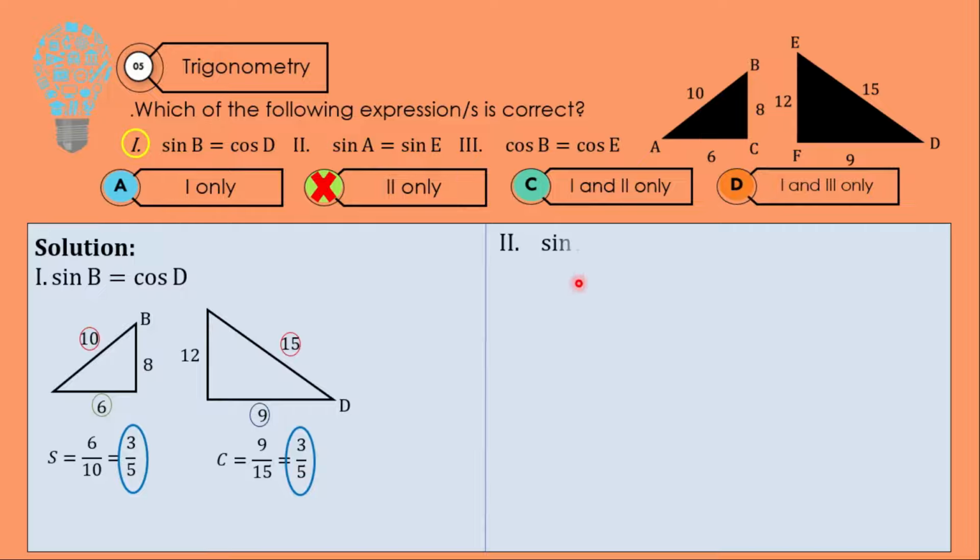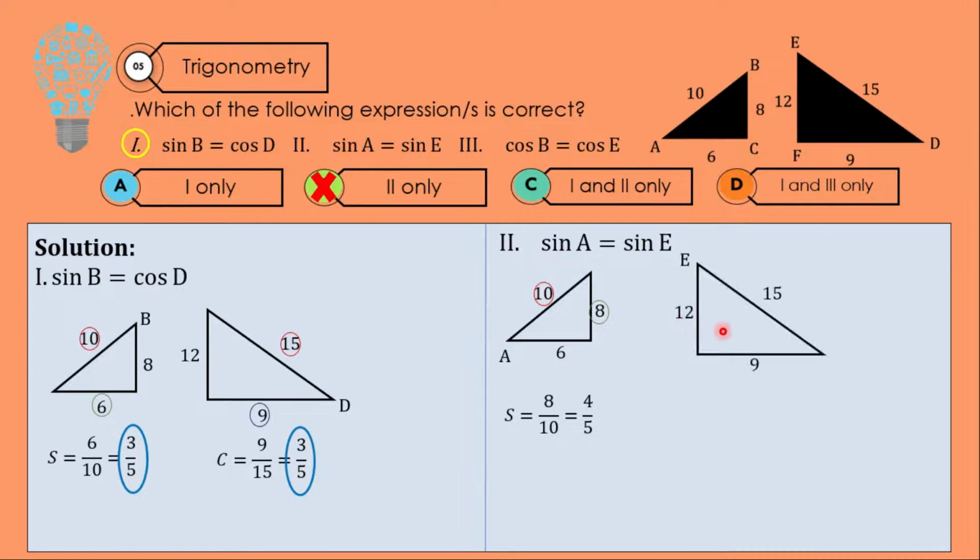Let's move on to the second expression. Sine A is equivalent to sine E. Our first triangle has its angle at A, and we have a sine function, so we need to find its opposite and hypotenuse. We have here 8 and 10, which is equivalent to 4/5. For the second triangle, the angle is at E, and we also have a sine function, so we need to find its opposite and hypotenuse. We have 9 as the opposite and 15 as the hypotenuse. Therefore, we have 9 over 15, or equivalent to 3/5.